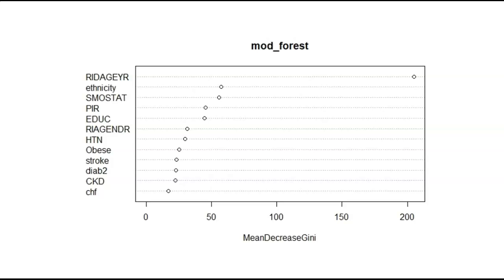As you can see, there are about 11 predictors. Out of these, you can see CHF, congestive heart failure, is at the bottom of the list, while age, ethnicity, smoking status, and the two variables that we're really interested in finding out about, of course, hypertension. As you can see here, hypertension is very much connected. And when we included C-reactive protein in this model, it was a bit more important than hypertension.